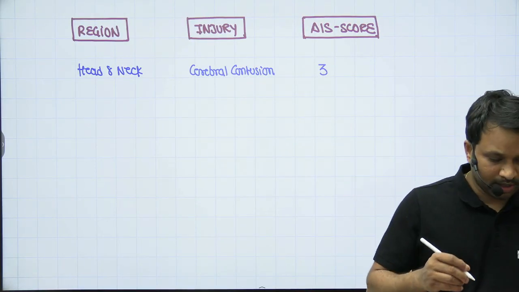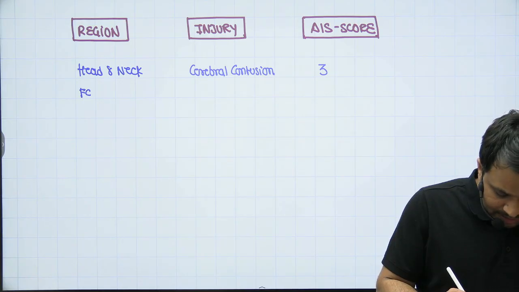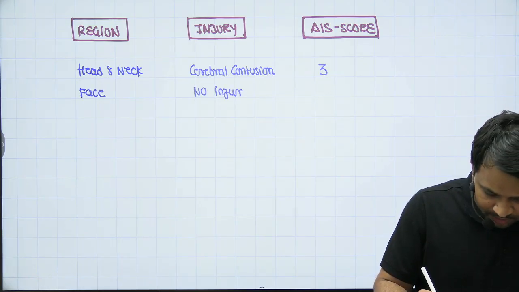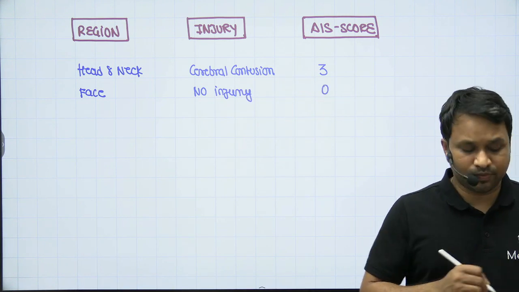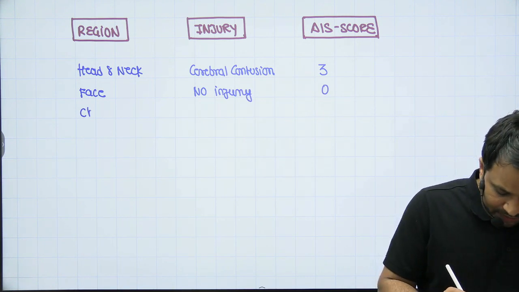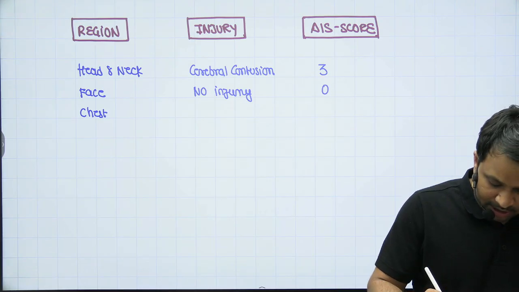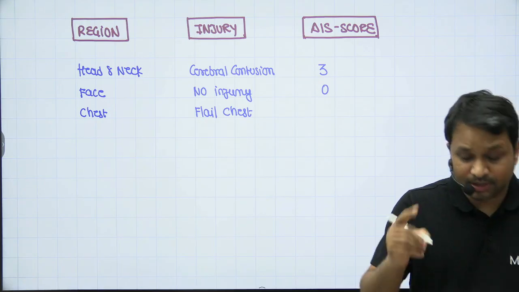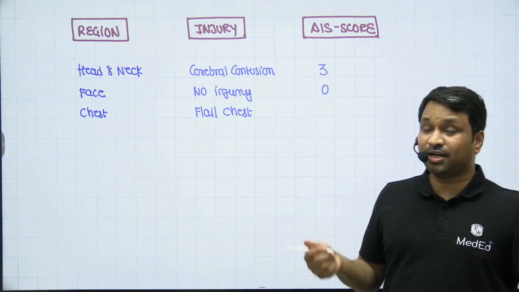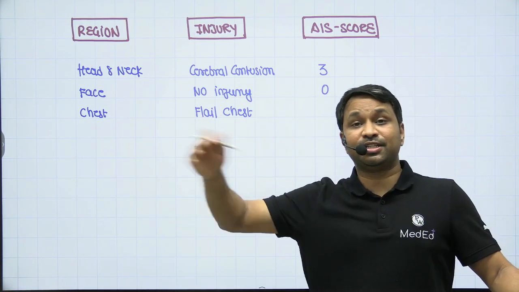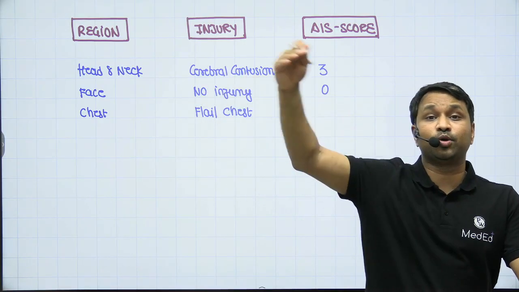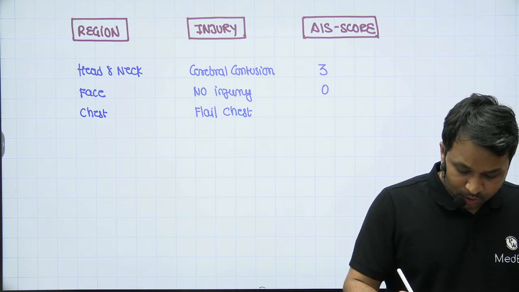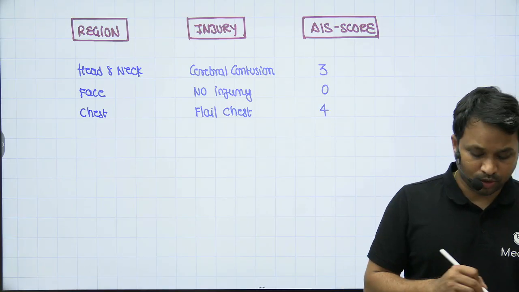Okay? Right. The second thing we're looking at is face. Face, there is no injury. If there is no injury, a score of 0 is given. Next, we will evaluate the chest. Here the patient is having flail chest. Now a single rib fracture is a score of 1. But if I say flail chest, that indicates potentially life-threatening injuries where 3 or more continuous ribs are fractured at 2 or more different sites, and that will land up in respiratory distress. So critical injuries will become a score of 4.